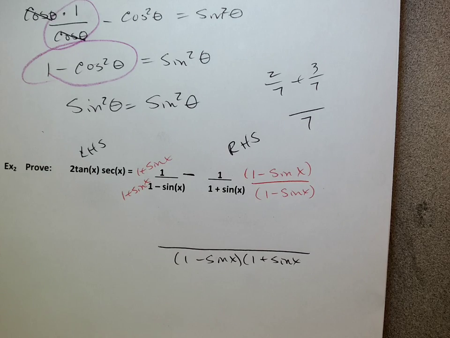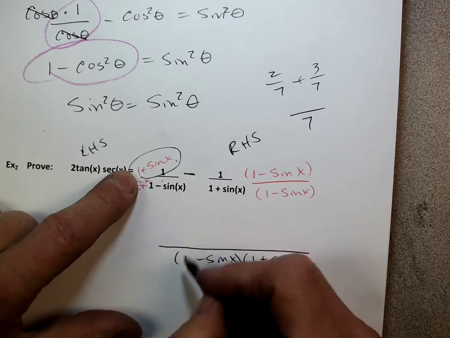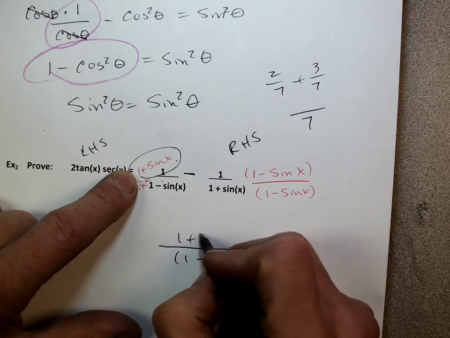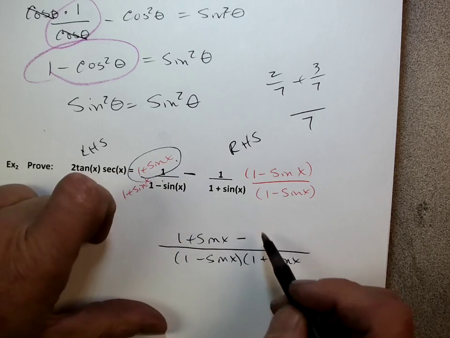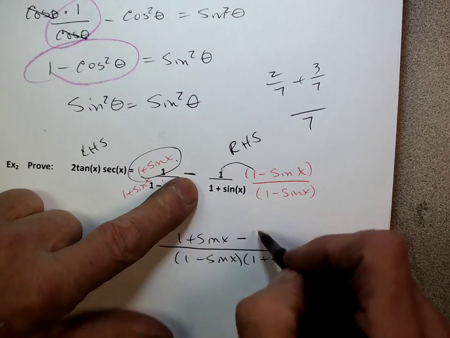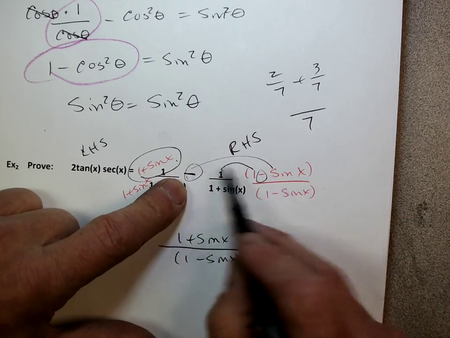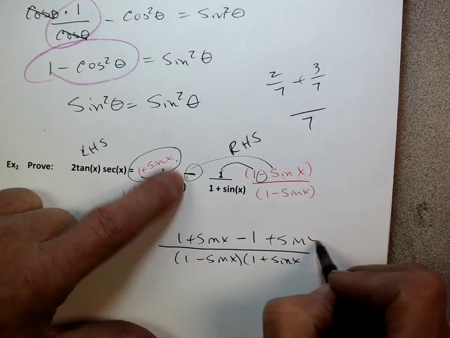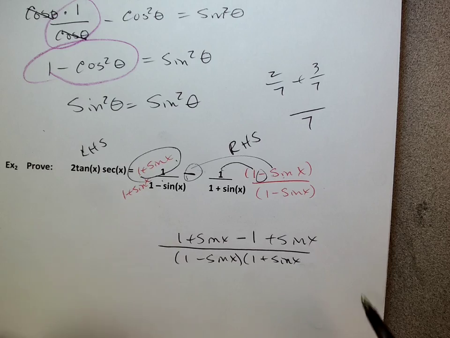Now, what happens on top, on the numerator? Well, we'd have a 1 plus sine times a 1, which is a 1 plus a sine of x, minus, and the easiest way to do this is just to distribute the negative through. We'll get a negative 1, and a positive sine of x, because the negative times the negative makes a positive sign.